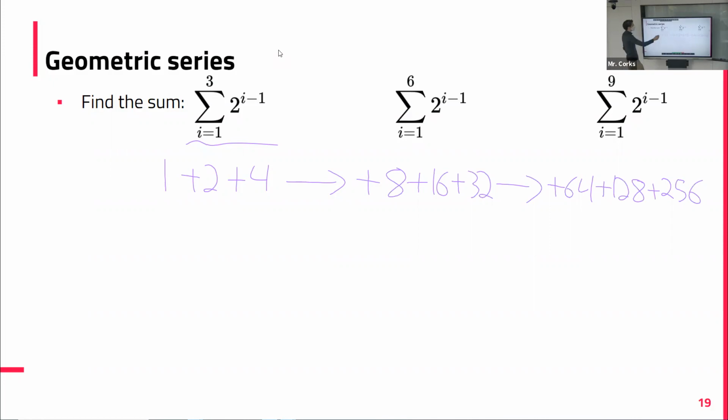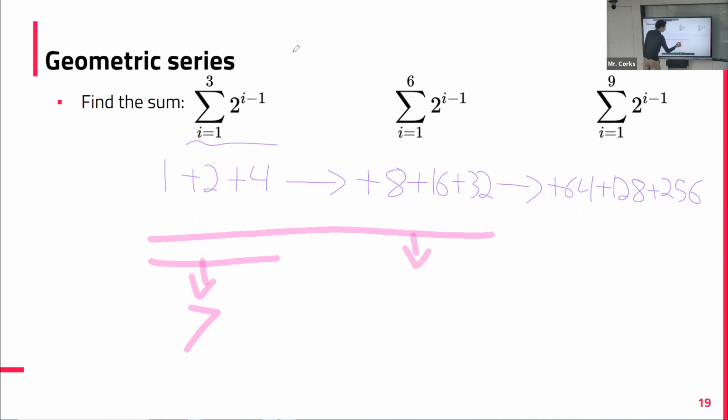Okay, so if we are then thinking about adding these up, if we add these ones up here, what do we get? 7. If we add these ones up here, what do we get? 63. Look, it has to be an odd number. We have a 1 here and the rest are even. It must be an odd number.